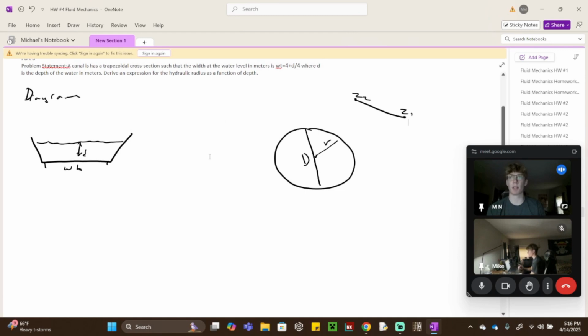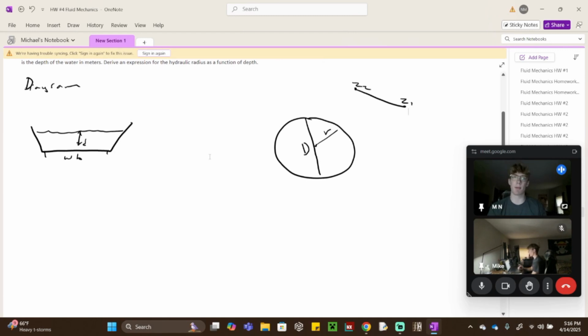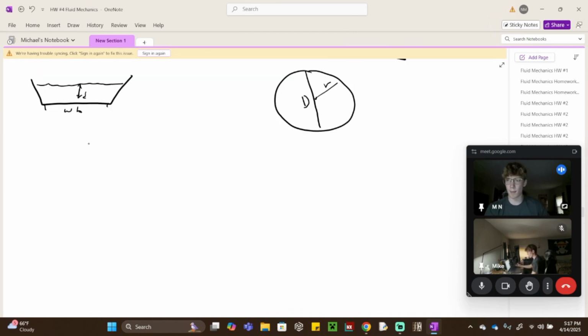To derive an expression for the hydraulic radius as a function of depth, we're going to be using the frictional work equation here. So we have our big F equal to small f L over D times V squared over 2. To identify the small f, we're going to be using the Churchill equation. And from the Churchill equation, we need to use the Reynolds number. As we can remember, the Reynolds number is equal to rho v d over mu. And now we can plug this into our Bernoulli's equation.